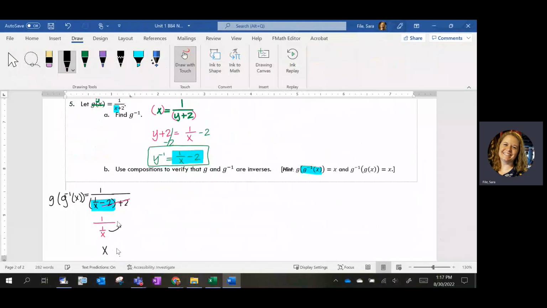I'll show that I flipped that to just be x over 1 and be multiplying instead, to get rid of it down here. And so 1 times x is simply x. So that checks out, doesn't it? We were supposed to get x.